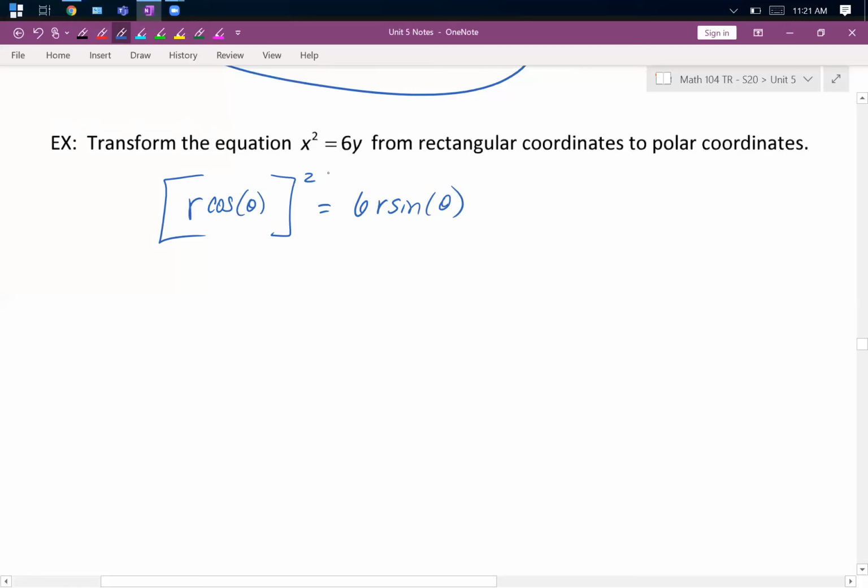That outer exponent of 2 is going to get applied to both the r and the cosine, since our operation in between the two is multiplication. So we're looking at r squared cosine squared equals 6r sine of theta.